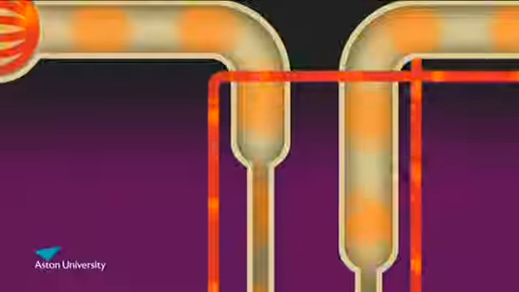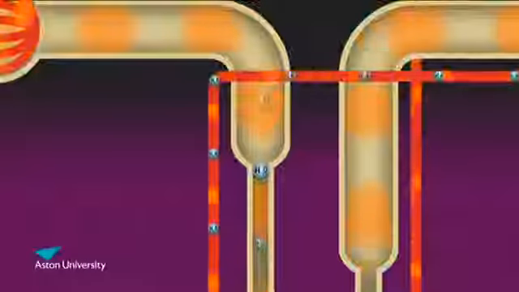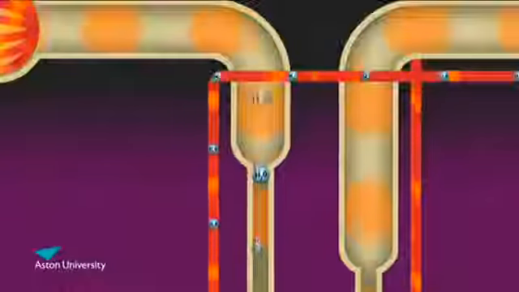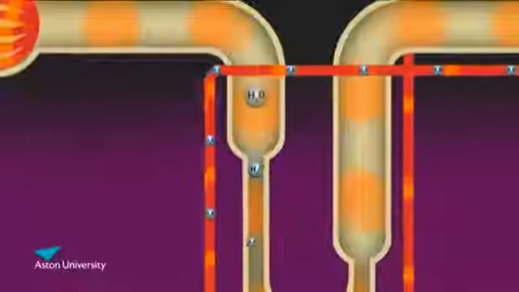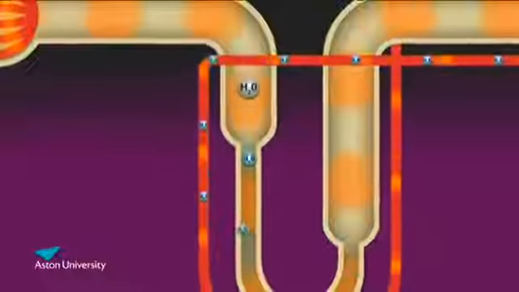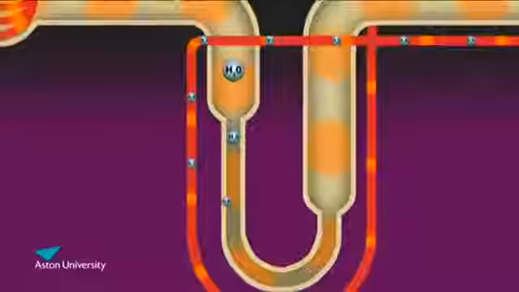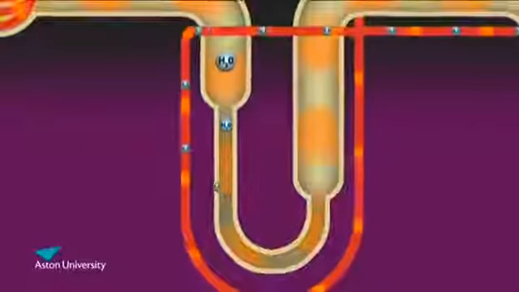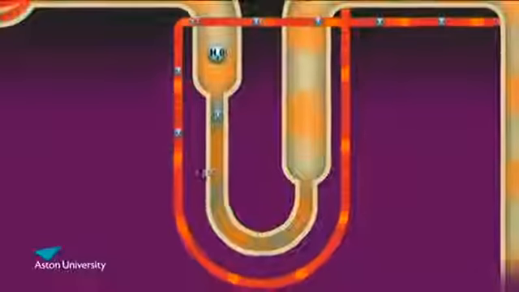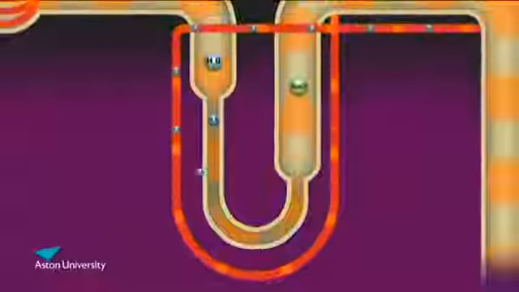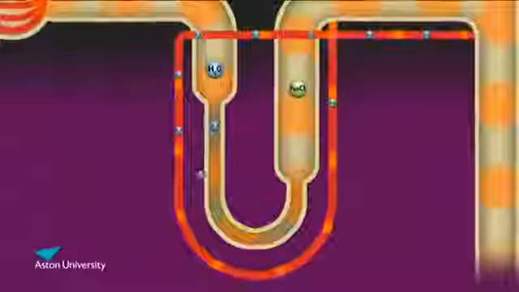This descending limb is water permeable, allowing water to move out of it into the vasa recta. This entry of water into the ascending vasa recta reduces the osmotic potential of the blood to normal as it returns to the body. The interplay between the loop of Henle and the vasa recta is called the countercurrent multiplier.